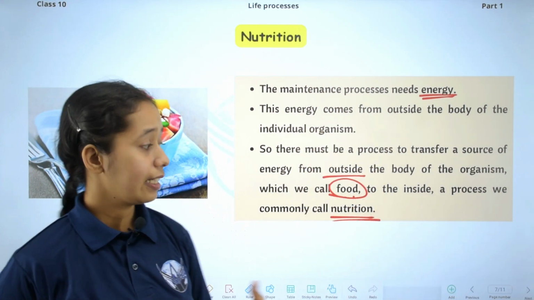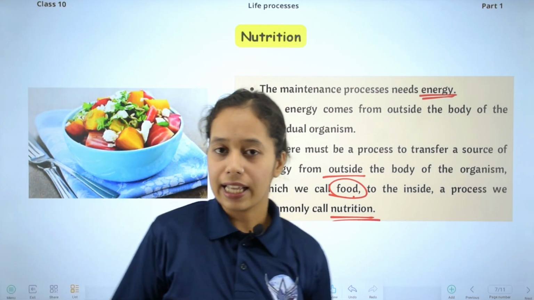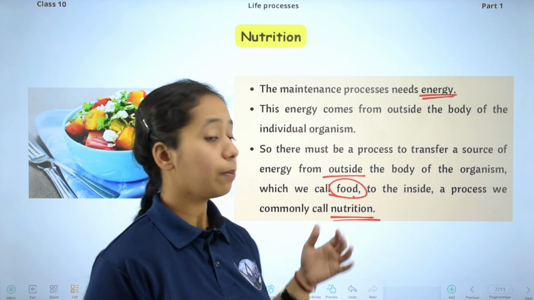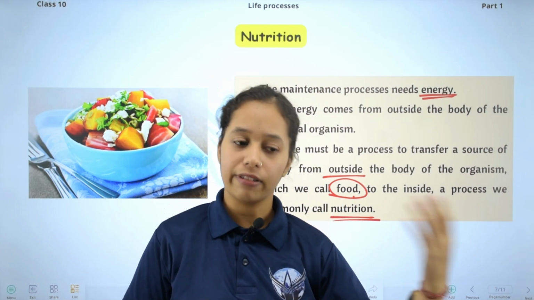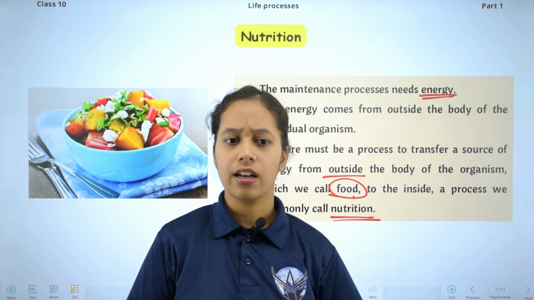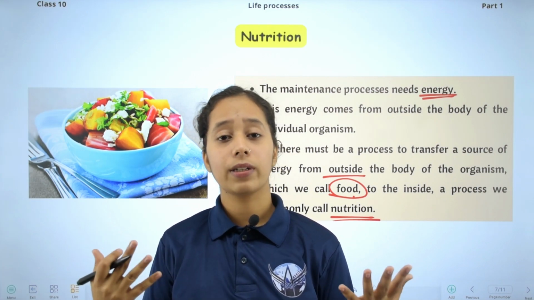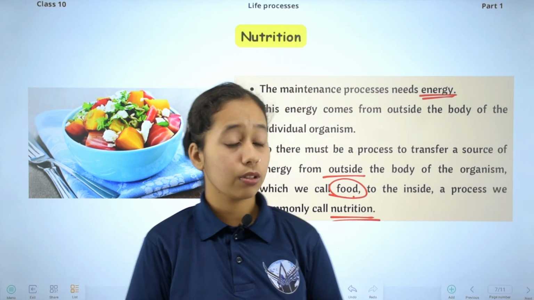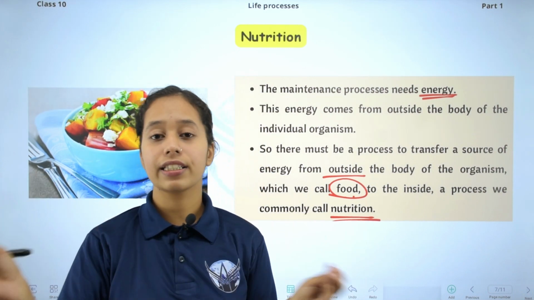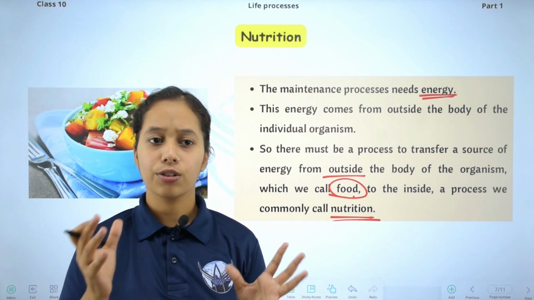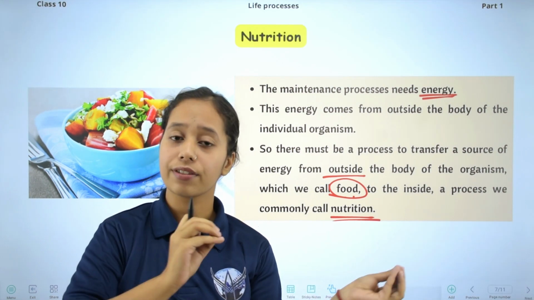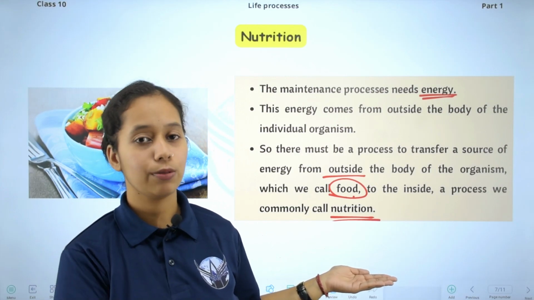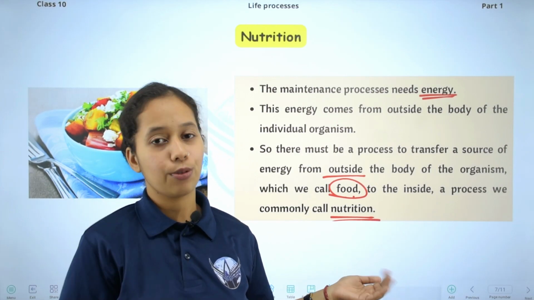Okay? This nutrition, many different animals take many different kinds of food. The source of food may be different. For example, cows eat grass, lions eat flesh, and we human beings are capable of eating both plant-based and animal-based foods. So the type of nutrition is different in different animals, or should I say the type of food that we eat is different in different animals, and hence the type of nutrition varies from organism to organism.